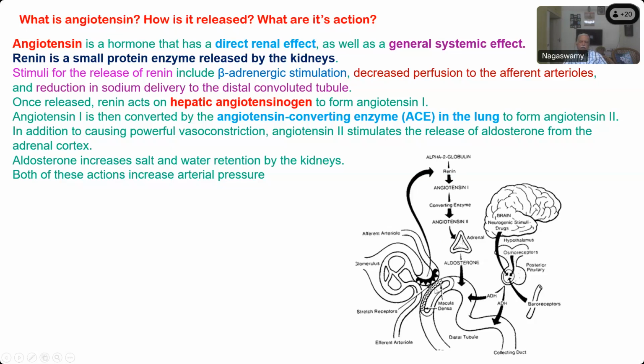The macula densa is nothing but a group of specialized cells in the distal convoluted tubule, which is very close to the afferent arteriole and efferent arteriole. All three put together are called the juxtaglomerular apparatus. Okay.